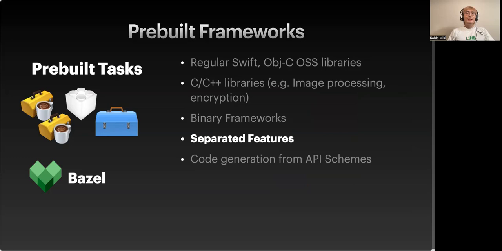Next, Line has a large number of features. So some features, like payment, are developed in separate frameworks. Furthermore, there are code generation tasks to generate frameworks from API schemes. We call these built artifacts prebuilt frameworks.